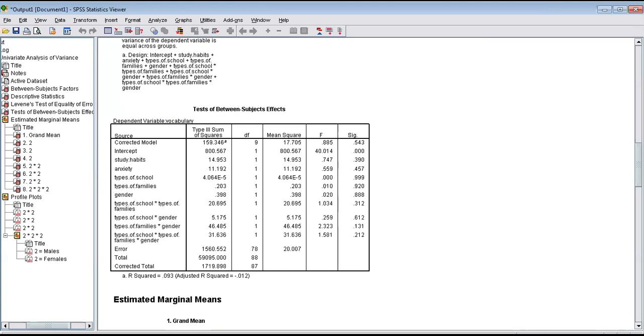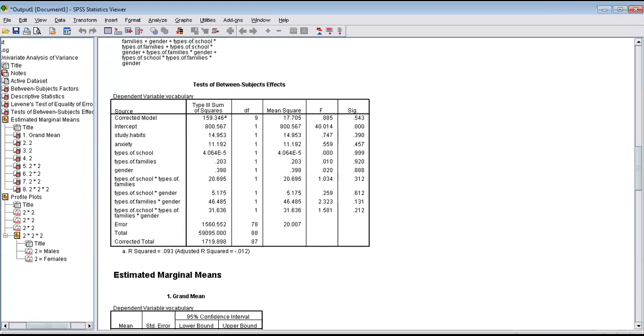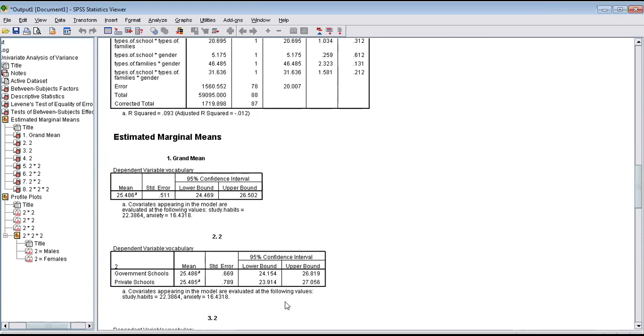And now if you want to see further, you can see in your output that the government school students' vocabulary is 25.486, private is 25.485, exactly almost the same.